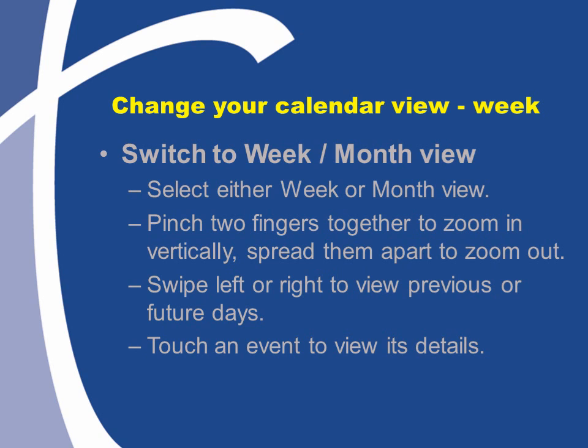Now if you decide you want to go to a week or a monthly view, select either the week or month view in that same upper left hand side. And again, pinch two fingers together to zoom in vertically or spread them apart to zoom out. Swipe left or right to view the previous or future days. And again, touch an event to view its details.